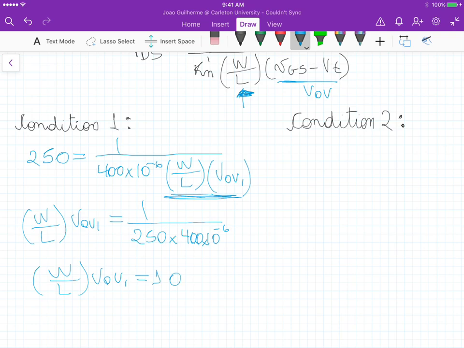Now for the second resistance, we basically apply the same methodology. So we have 1k equals 1 over 400 times 10 to the minus 6, again W over L, but now times the overdrive voltage 2. That's the second condition, and we can also isolate these terms here.